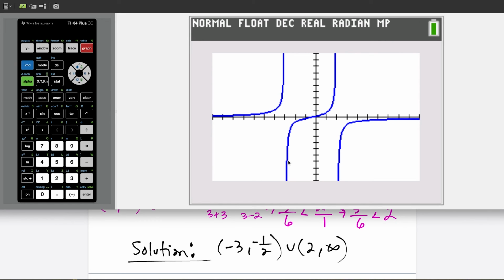So from -3 to -half, notice the graph is under the x-axis. And then from 2 to infinity, the graph is under the x-axis. That's because we have a vertical asymptote at x equals 2, so the graph goes from above to under without passing through the x-axis. This part of the graph stays under the x-axis, once again, from 2 to infinity. So our solution checks out.